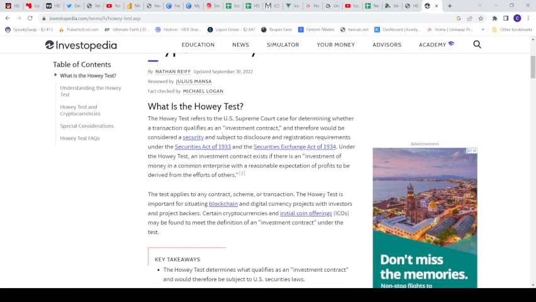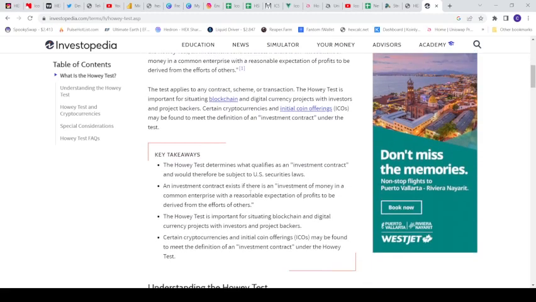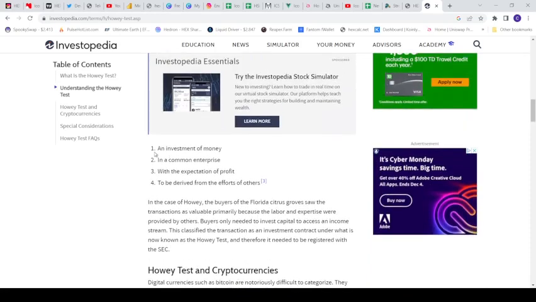So, the Howey test determines if a transaction qualifies as an investment contract and therefore would be considered a security, so then it would be under the Securities Act. The Howey test exists if there is an investment of money in a common enterprise with a reasonable expectation of profit to be derived from the efforts of others. So, number one of the Howey test is an investment of money. HEX does, in my eyes, check that box because you're investing money, and a common enterprise.